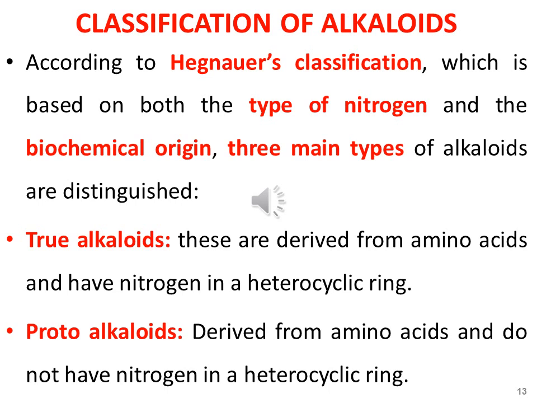these are also derived from the amino acids. So the difference between the true alkaloids and the proto-alkaloids is that both are derived from amino acids. However, the true alkaloids have nitrogen in a heterocyclic ring, whereas the proto-alkaloids don't have any nitrogen in their heterocyclic ring. Now let us discuss the pseudo-alkaloids.